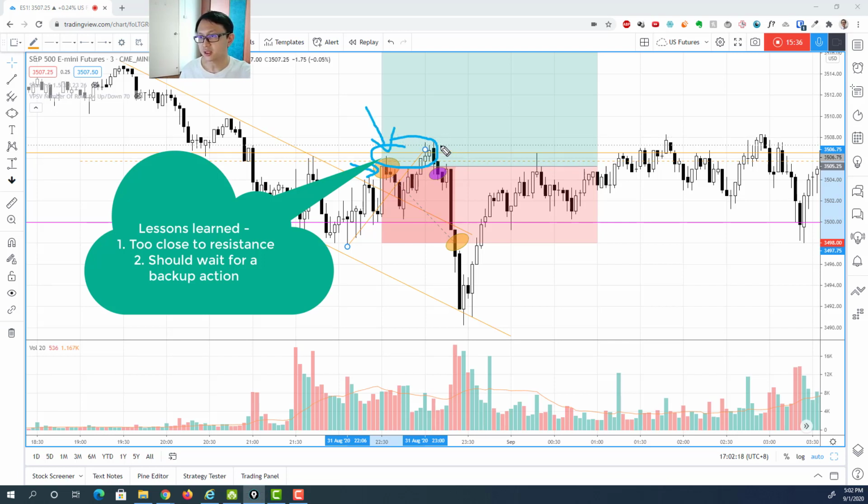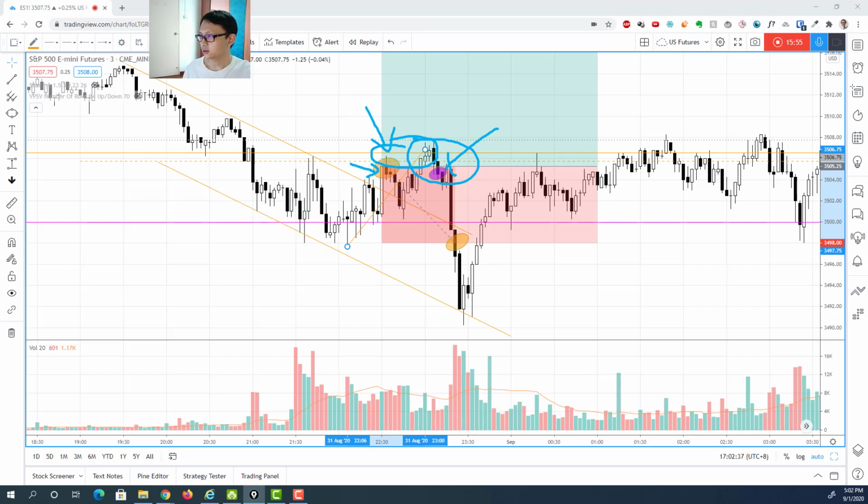So definitely the first mistake is that it's very close to the resistance level. Second is definitely we didn't wait for this backup action in order to confirm the trade. So you can see that the backup action actually failed, and this is the failure here. So definitely I think that I deserve to take this loss. So definitely not a good trade to me.